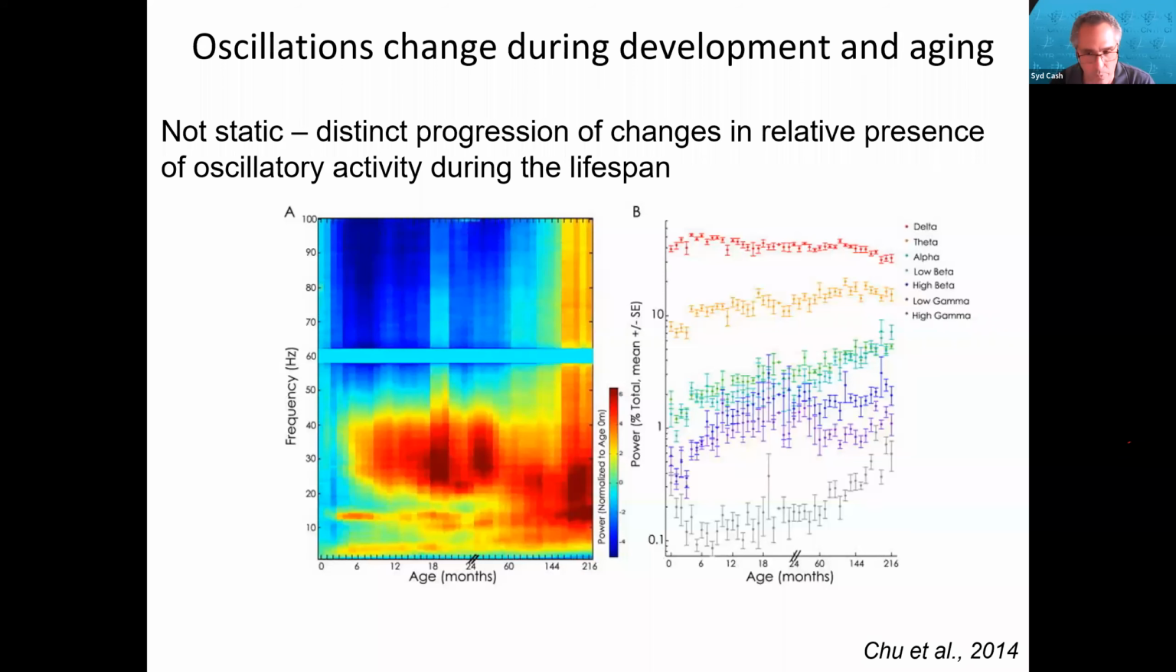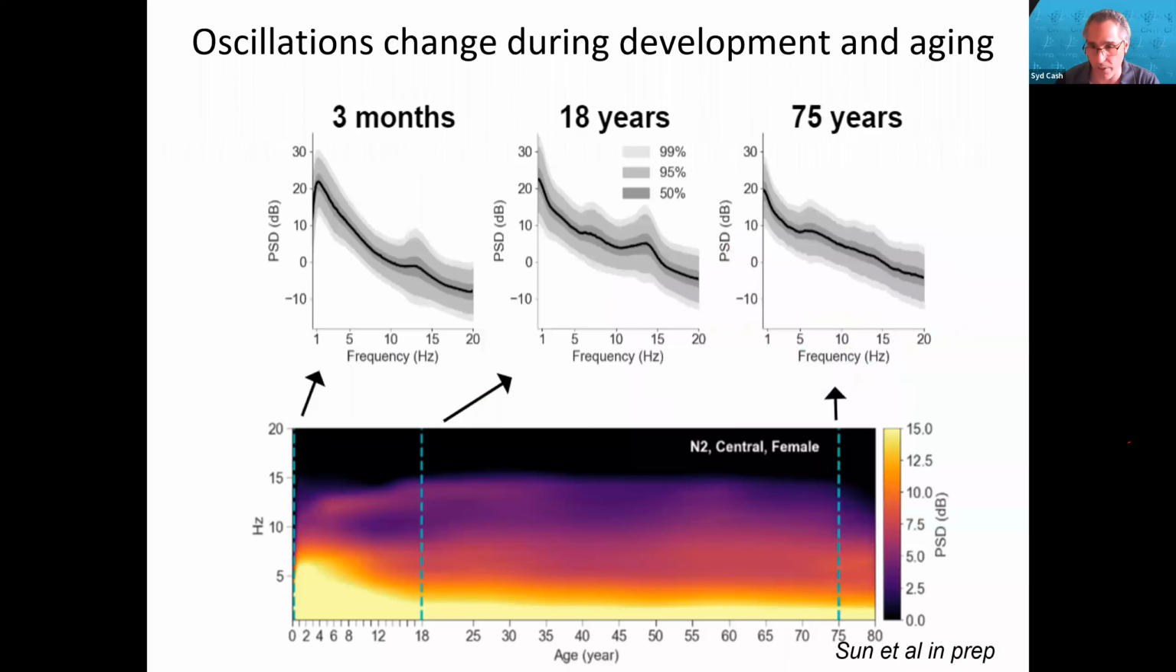The frequencies that are present and how robust they are changes over time. And this is true all the way across the age range. This is work from Haoshi's son and Brandon Westover's group, looking at many, many EEGs, thousands of EEGs across many different patients, and seeing these changes. Again, this happens to be from sleep. There's similar changes during wake.